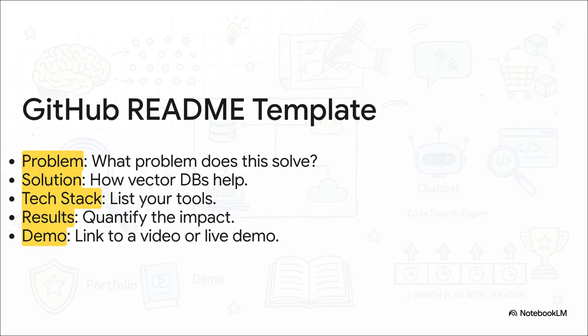Think of your GitHub README as the front door to your project. It's got to be good. And this template gives you the perfect structure. You start with the problem you're trying to solve. Then, clearly state your solution. List your tech stack. And this one's key. Quantify your results. Show the data. And finally, please, include a link to a live demo or a quick video of it in action.